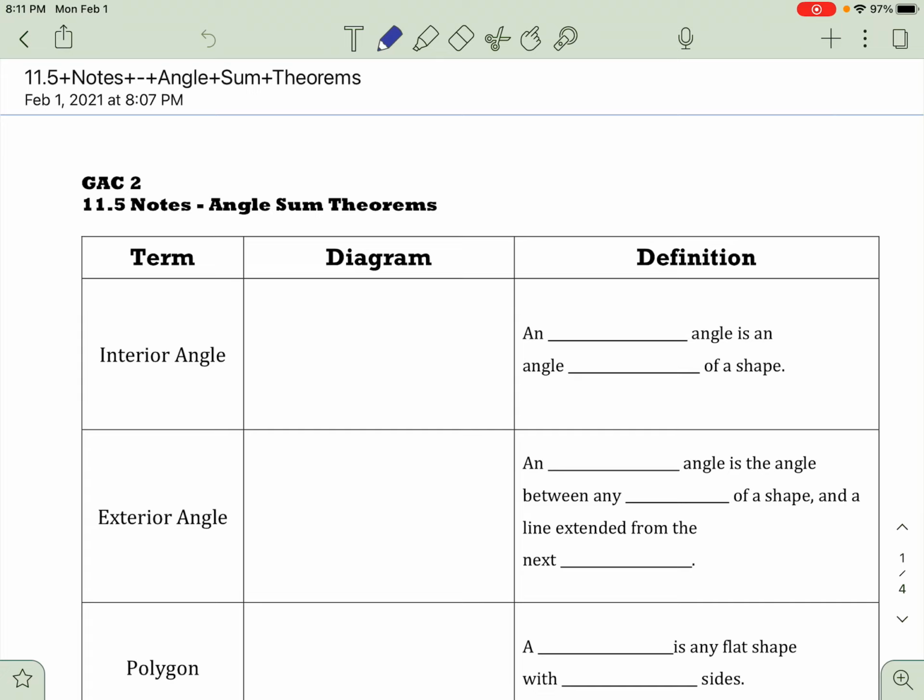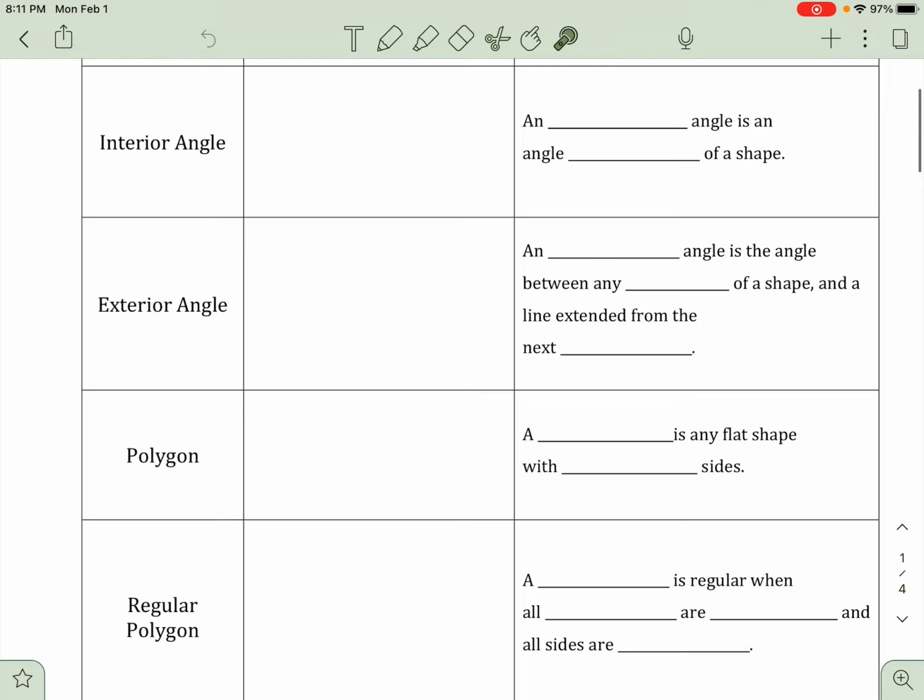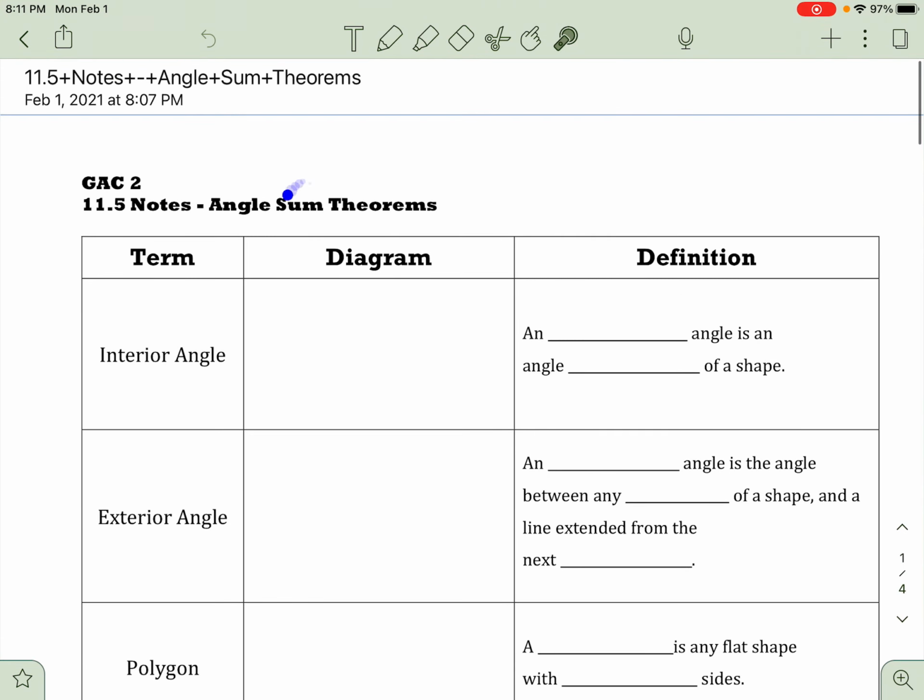But today we're going to talk about angle sum theorems. So what I mean by that is, of course, the word angle. So we're going to talk about interior, exterior angles. We're going to look at polygons, right? And then we're going to look at when you add those angles up and what degrees you get. And there are different patterns that you'll start to recognize depending upon the shape.